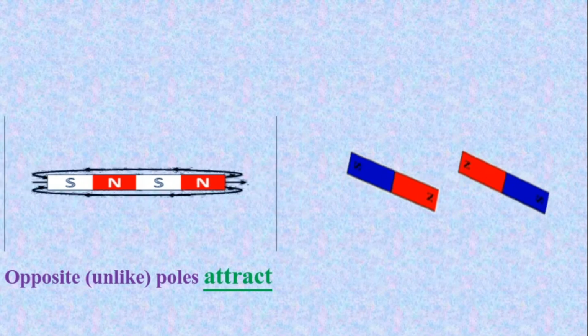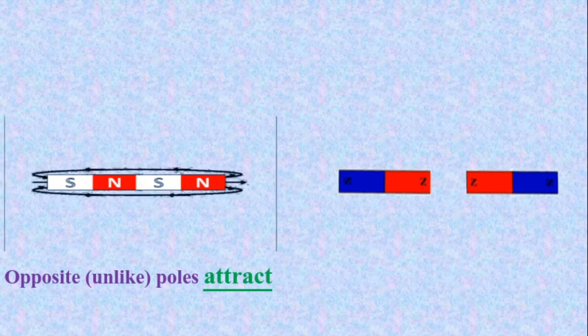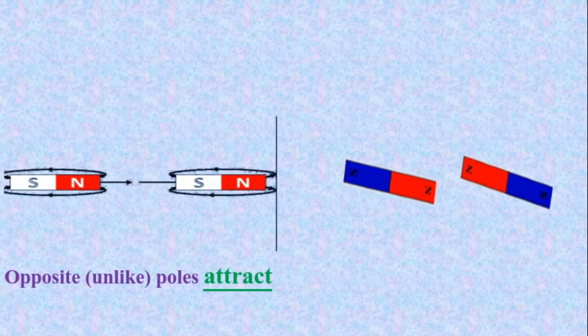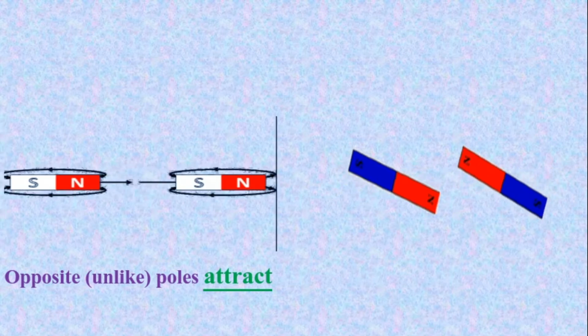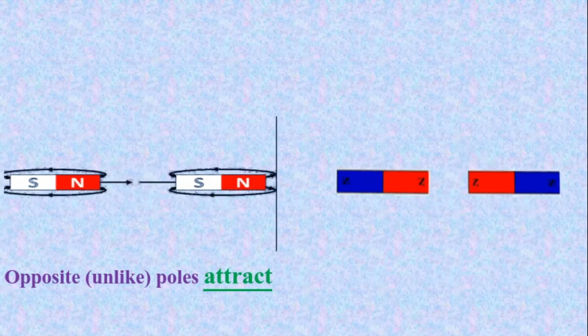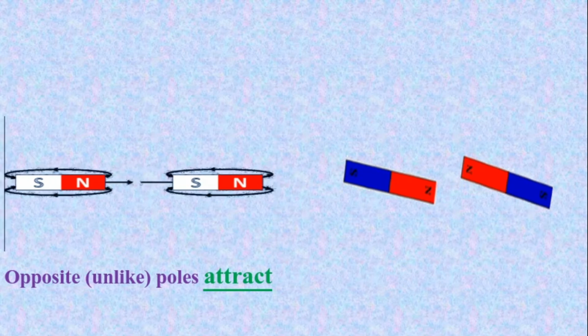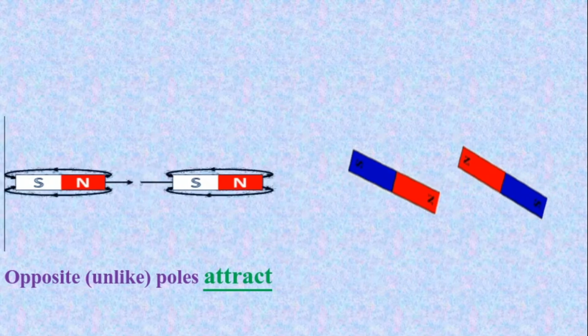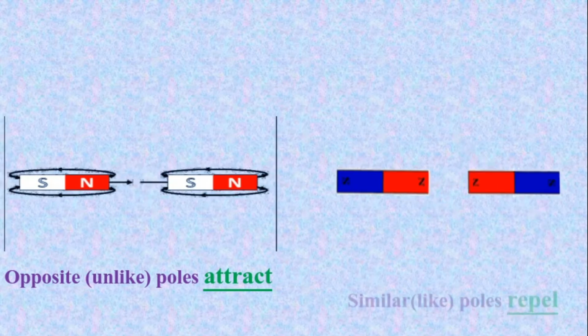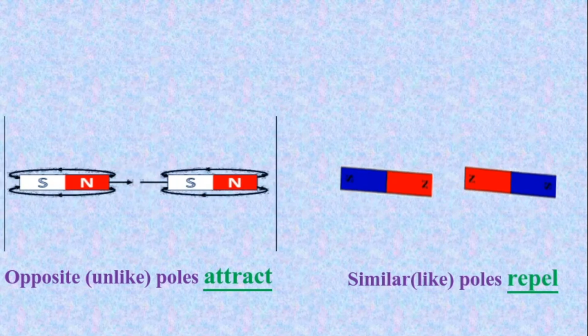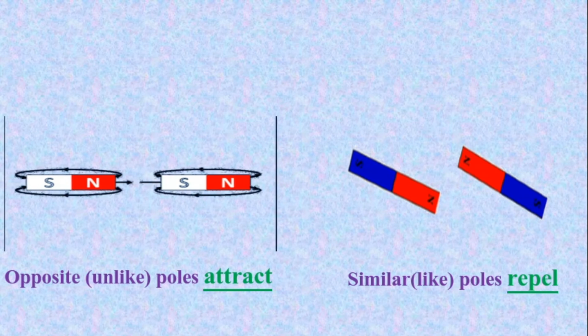Super! You will see that they repel each other, right? What's meant by repel? Repel means cannot attract. So the North Pole and the North Pole cannot attract each other. So they repel each other. From here I can tell that similar poles or like poles repel each other.